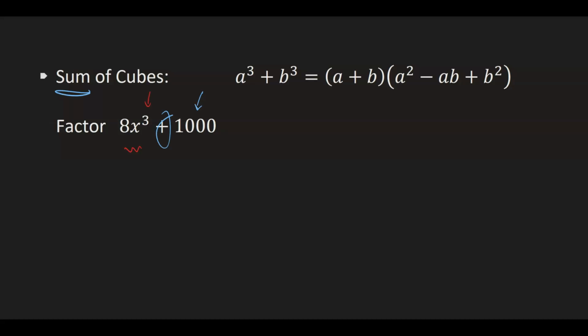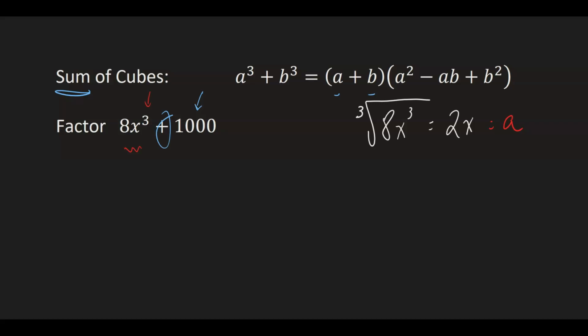So let's see about, we need to find the a and the b, right, by cube rooting. So I have 8x cubed, and I'm going to cube root it, right? Well, the cube root of 8 is 2, and the cube root of x cubed is x. So there's my a for the formula, okay?